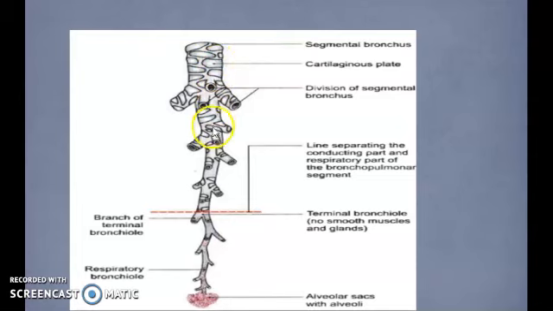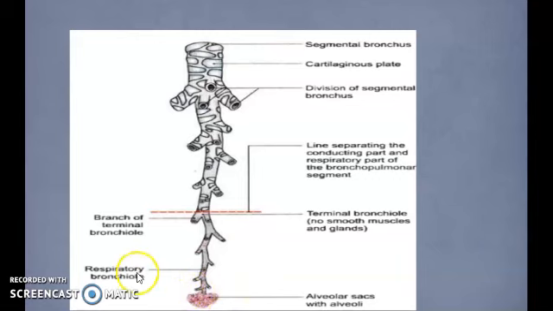They first divide and form the conducting bronchioles, and then they form the terminal bronchioles. The terminal bronchioles further divide into smaller units, which are known as the respiratory bronchioles. The area of lung that is supplied by a single respiratory bronchiole is known as a pulmonary unit. The respiratory bronchioles will further subdivide in such a way that ultimately alveolar sacs are formed.